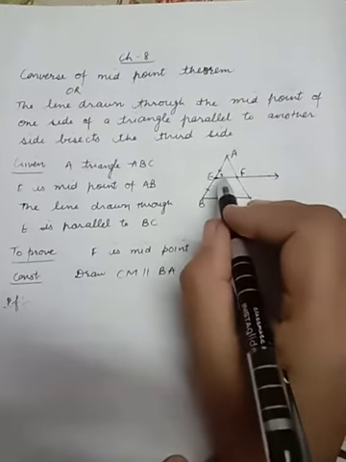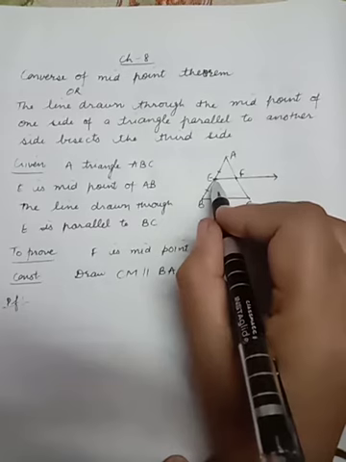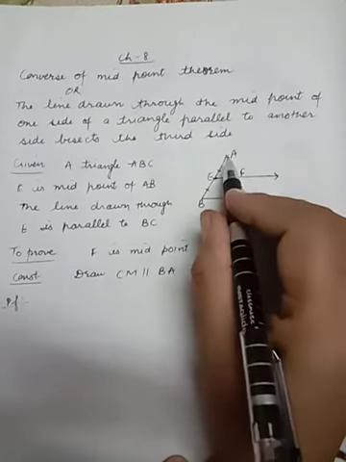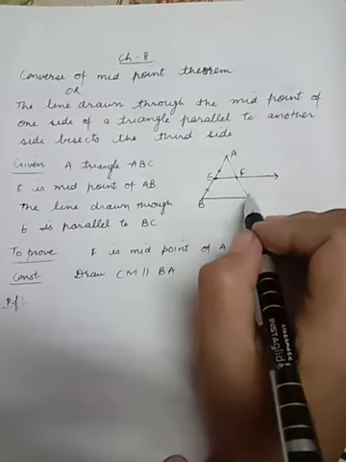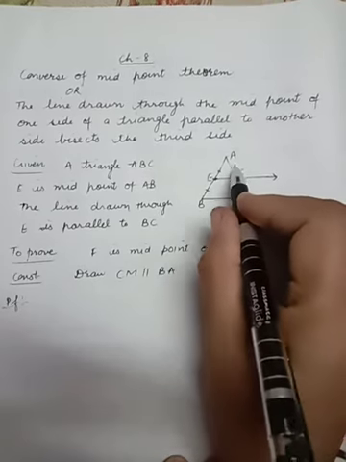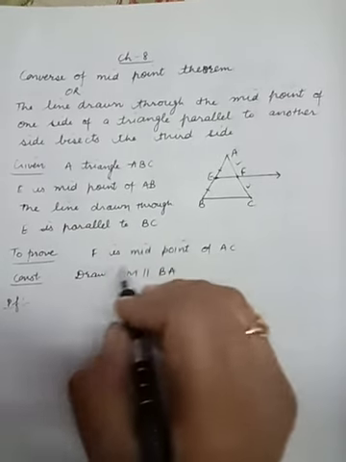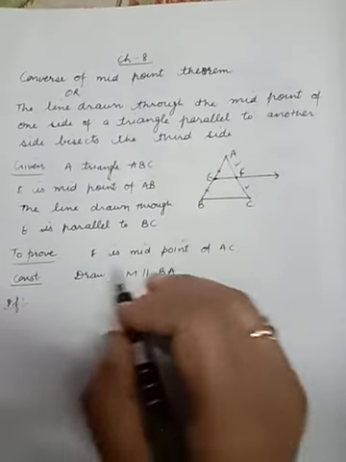We have to prove that one side's midpoint is given and the line is parallel to the second side, then it bisects the third side also, meaning AF is equal to CF. This time we have to prove this. So for the proof we have to prove this.